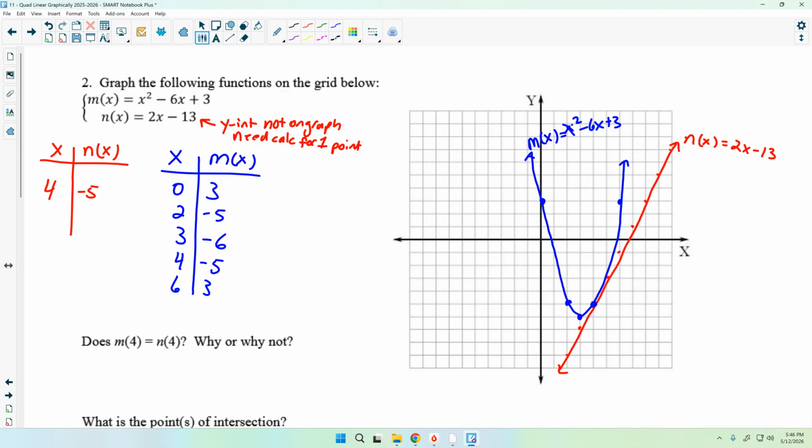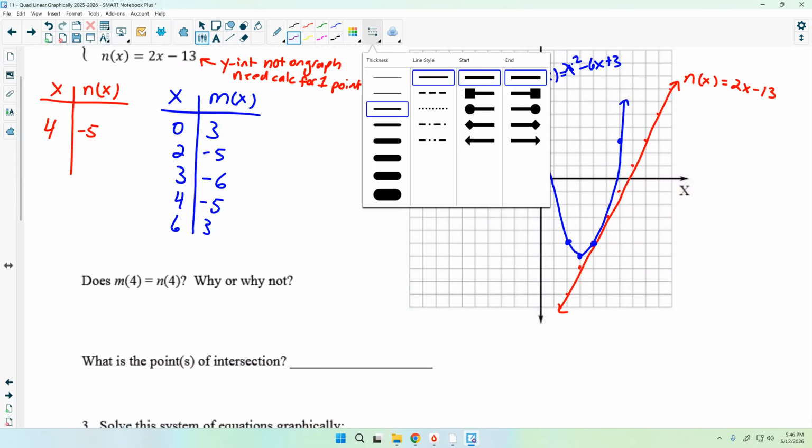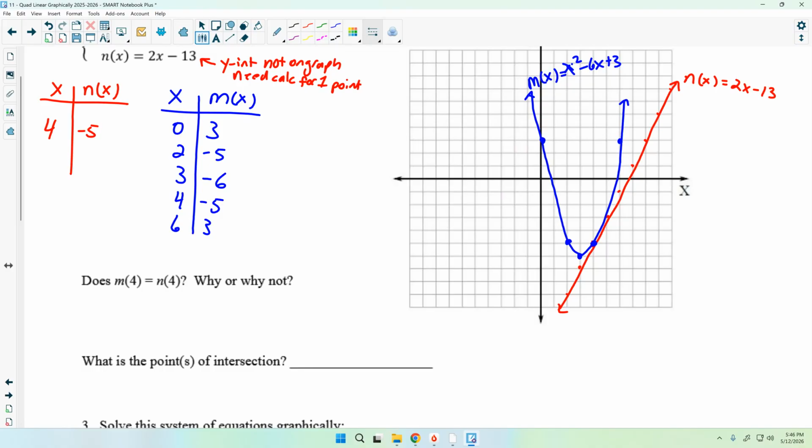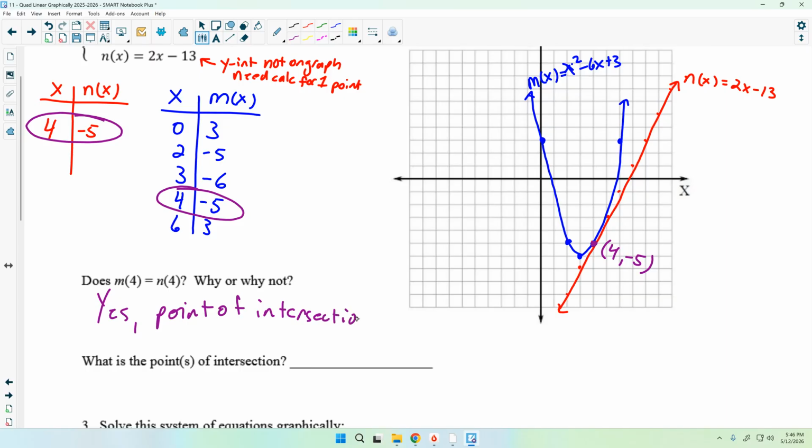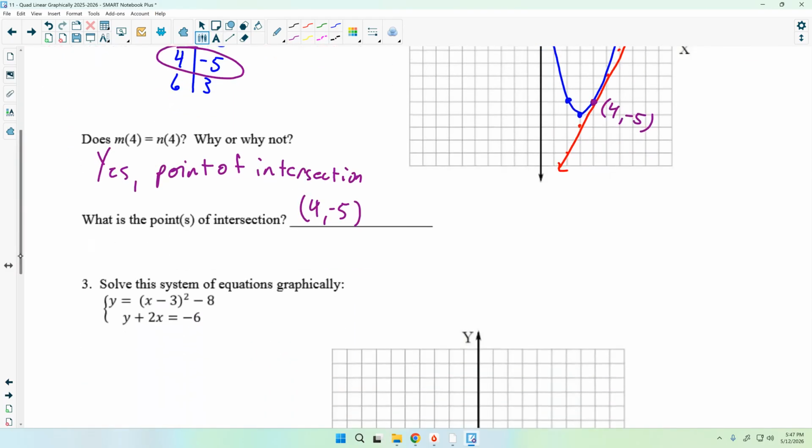Then our next questions are really asking us, kind of going back into that function notation, is m of 4 equal to n of 4? Well, yeah, right? Because an x value of 4 is where our point of intersection is. And we can see it in that table. When x is 4, n of x is -5. When x is 4, m of 4 is -5. So they are equal. And then that also answers our next question of what is the point of intersection. That was the ordered pair, 4, -5. So we have one solution. The line is tangent to the quadratic.